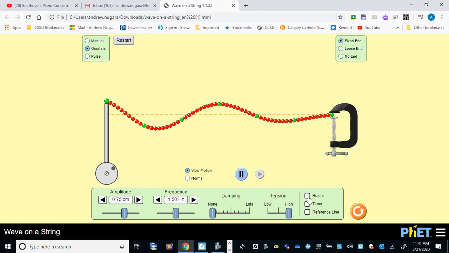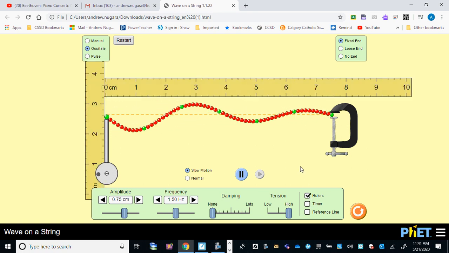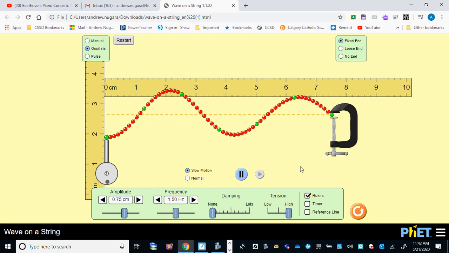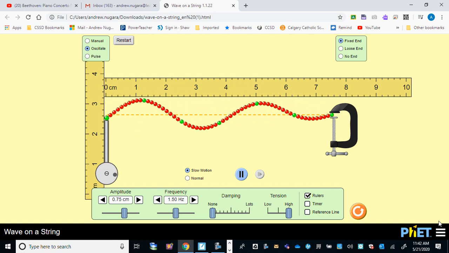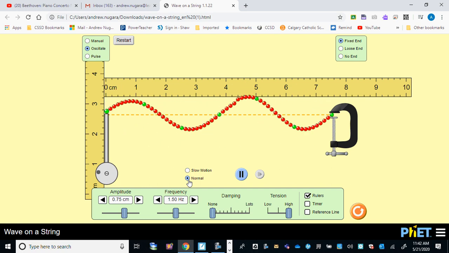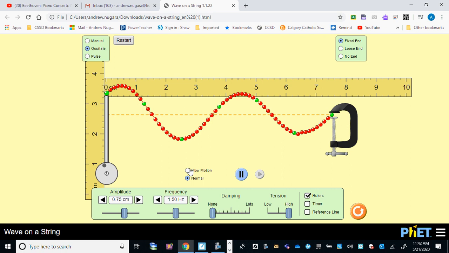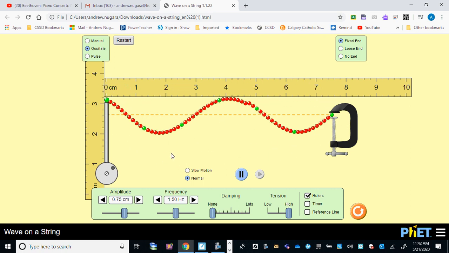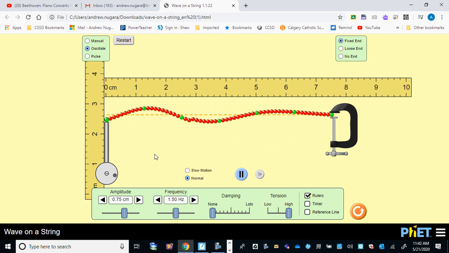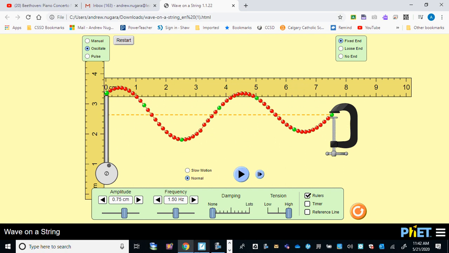And let's put a ruler up there. So you can see the wave is kind of small there. You can see how it's not hitting the ruler, and all of a sudden, oh, it does hit the ruler. It's going higher than the ruler. Let's put it in normal motion. And yeah, there we go. So the superpositioning of waves is responsible for why the wave is getting bigger and smaller. Let's stop that and go on to the lesson.